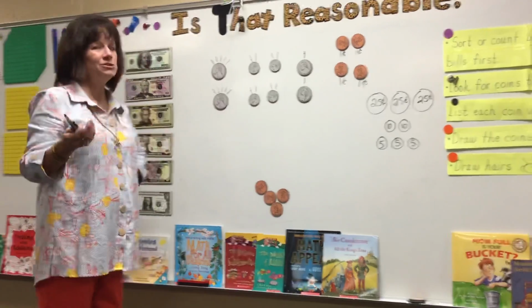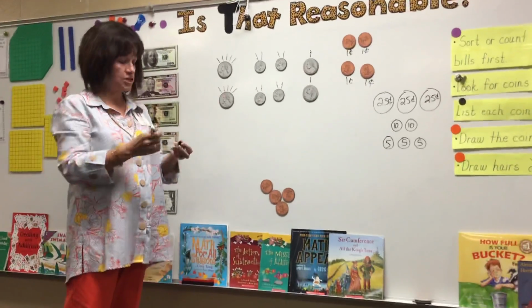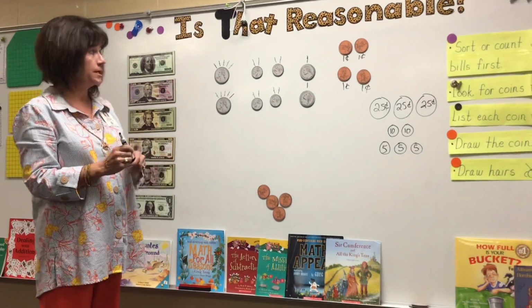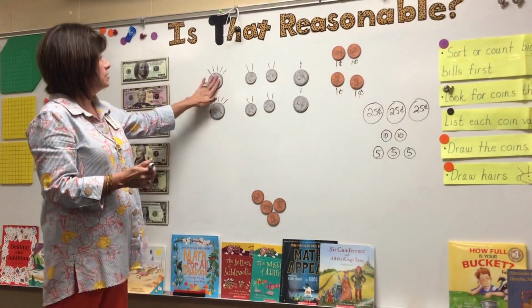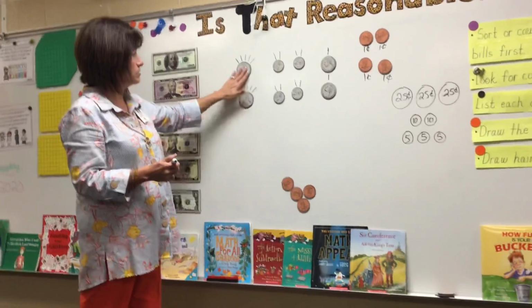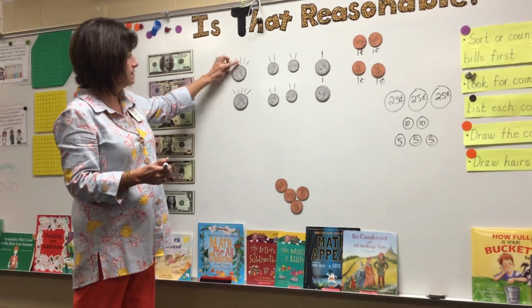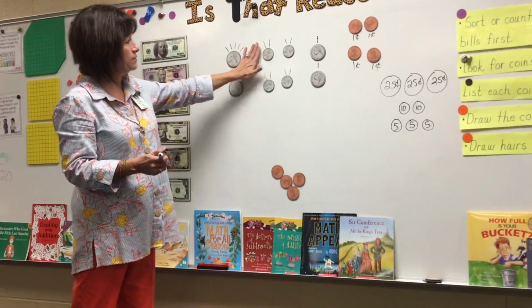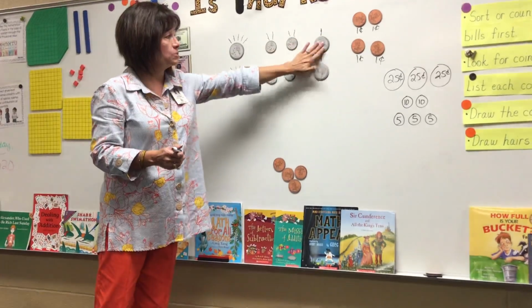So we need to outgrow this hair strategy, but I always do show kids that if you're really having trouble with money, you put a hair for each 5 that the coin is worth. So 25 here, 5, 10, 15, 20, 25 here, 5, 10 here. He just gets 1 hair.